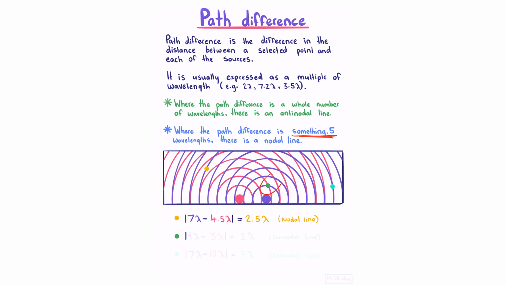Looking at our green point over here, we have 1 wavelength from our purple source and 1, 2, 3 wavelengths from our pink source. 1 minus 3 is 2 wavelengths, and because it's a whole number, it's along an antinodal line. Finally, for our last point over here, we count 1, 2, 3, 4, 5, 6, 7 wavelengths from the purple source, and 1, 2, 3, 4, 5, 6, 7, 8, 9, 10 wavelengths from our pink source. 7 minus 10 gives us 3. Because we're taking the absolute magnitude, we make that positive, and so our path difference is 3 wavelengths. Because it's a whole number, that indicates that it's along an antinodal line.